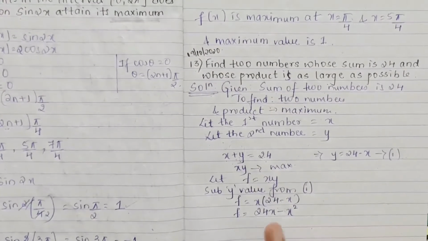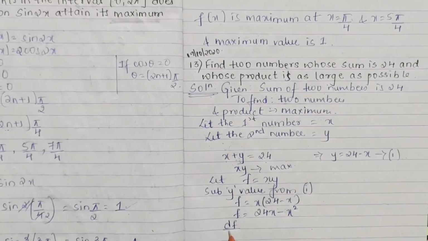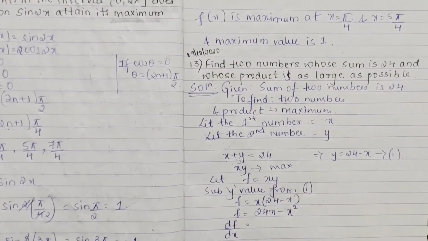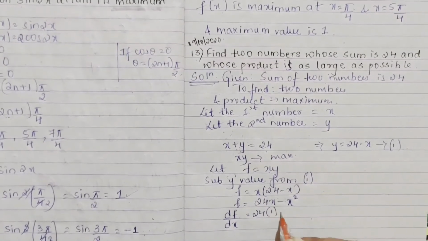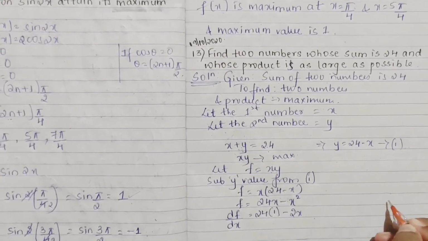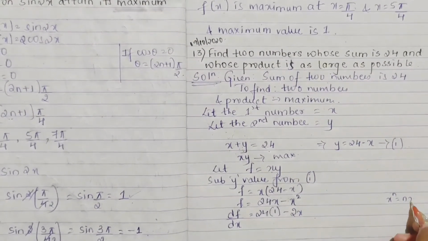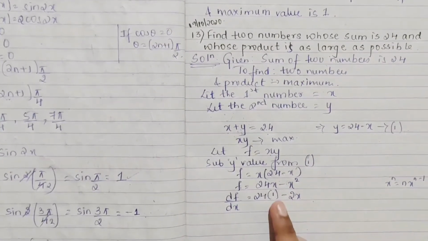Our next step is what? Differentiating, right? First derivative. So df by dx, how will it be? 24, differentiation of x is 1, x square is 2x, right? For x raised to n, the differentiation is n into x raised to n minus 1. So we have got a differentiation.